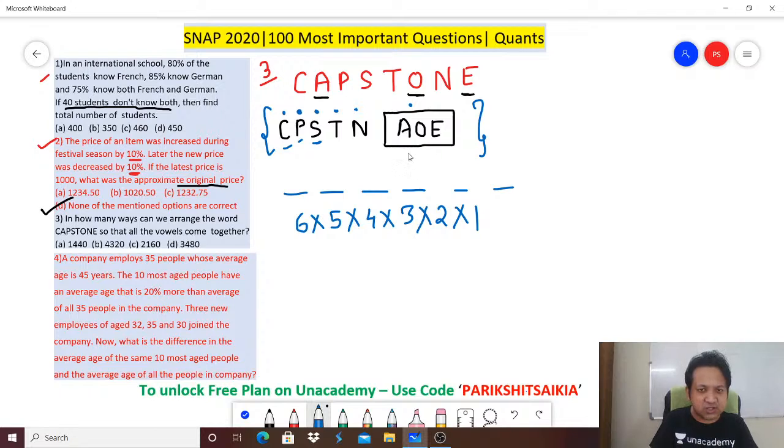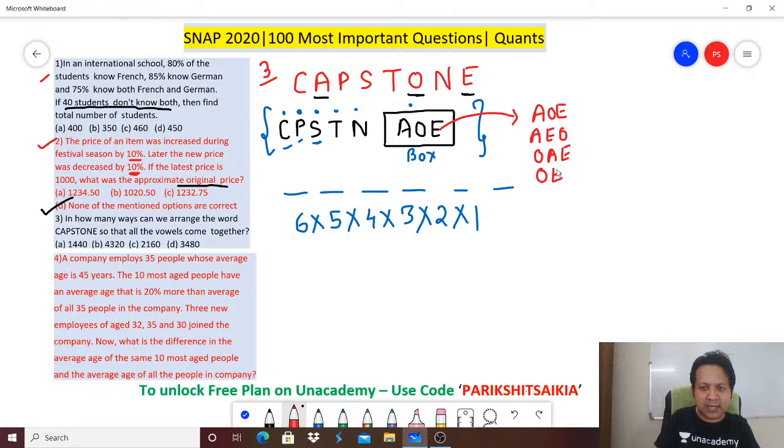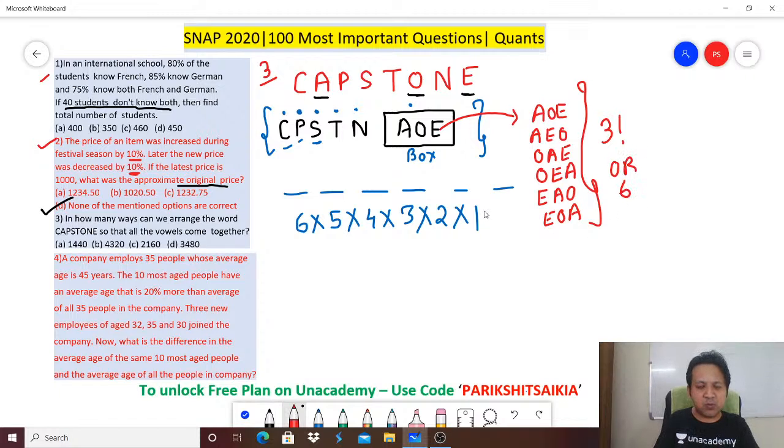You remember, this was a sort of box. Now within the box, what can happen? Within the box, if you are able to visualize, it can be AOE, it can be AEO, or if it starts with O, it can be OAE, OEA, or if it starts with E, EAO, or EOA. So within the box, the 3 alphabets can be arranged in 3 factorial or 6 ways. So finally, within the box also, people can be arranged in 6 ways.